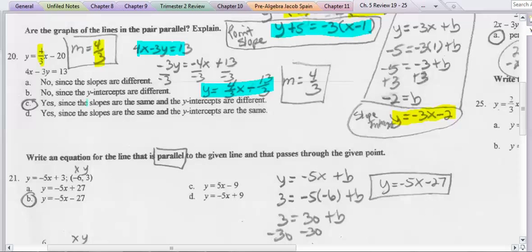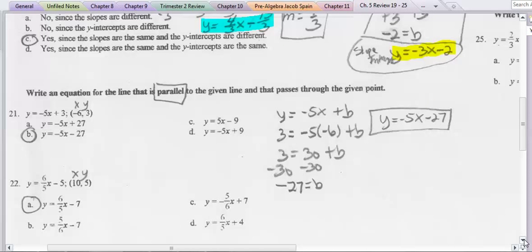Number 21, it says write an equation for a line that's parallel. You need to remember parallel lines use the same slope. So the slope that we are going to use will be -5, because that's the slope of this equation. So I took my -5, plugged it in, solved for b, took my x and y, put them in, did the math, got -27. I looked for -5x minus 27, and that's b.